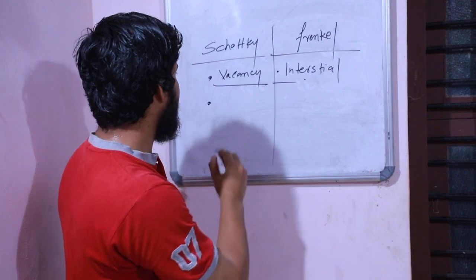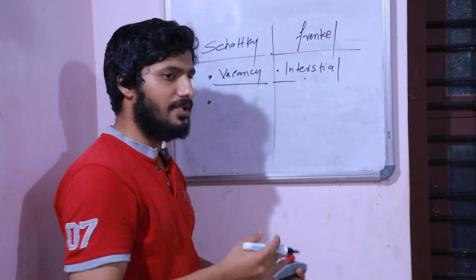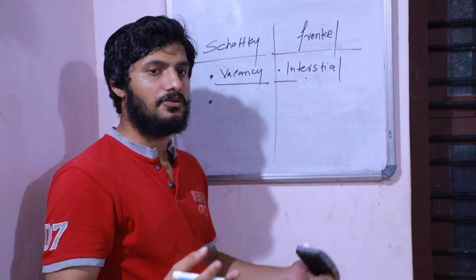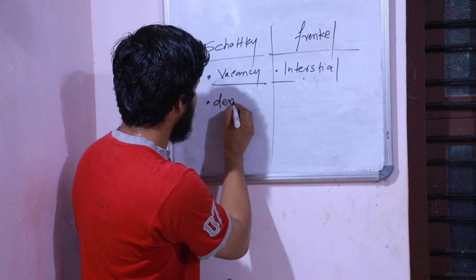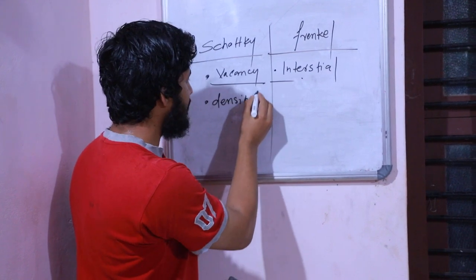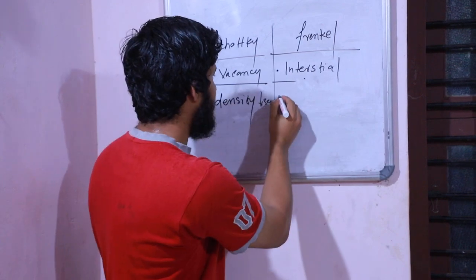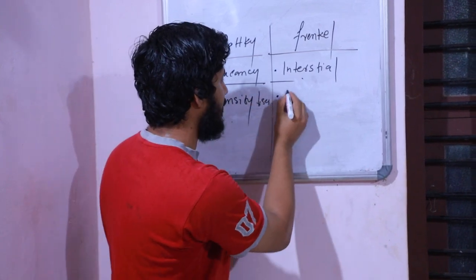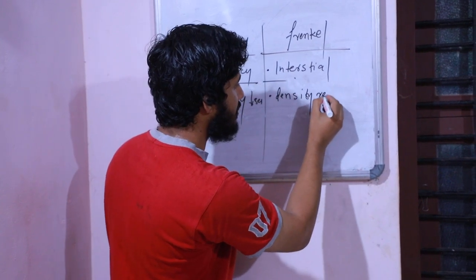In the case of the Schottky defect, the density of the crystal decreases. That means an equal number of anions and cations are missing, so the resultant density decreases. But in the case of the Frenkel defect, the density remains the same.